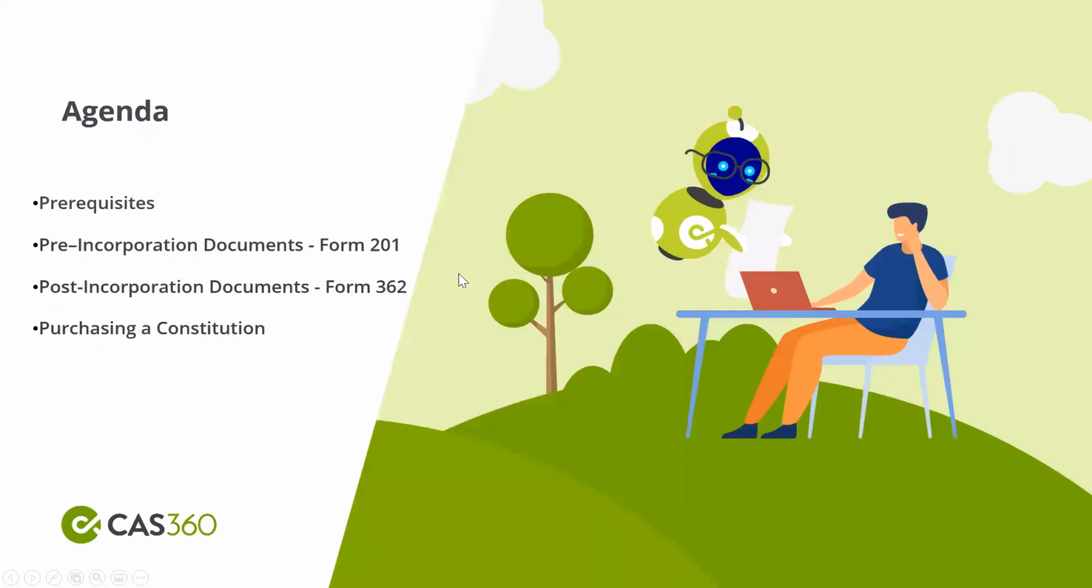Let's take a look at today's agenda. I'm going to show what prerequisites are required when you're incorporating a company. We'll talk about the pre-incorporation documents and focus in on the Form 201. We're going to have a look at the post-incorporation document report pack as well and discuss the Form 362. And finally, I'll show you how you can connect with our partners and purchase a company constitution.